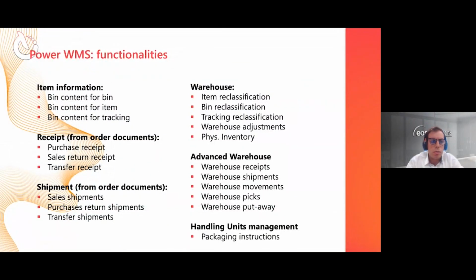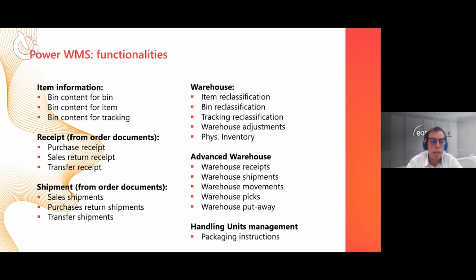Which are the functionalities of the Power WMS? The Power WMS is able to give you the item information, such as the inventory for the bin, the inventory for the item for each bin, and also for each location. It can check the tracking code of the item and search where the tracking codes are inside the bin.